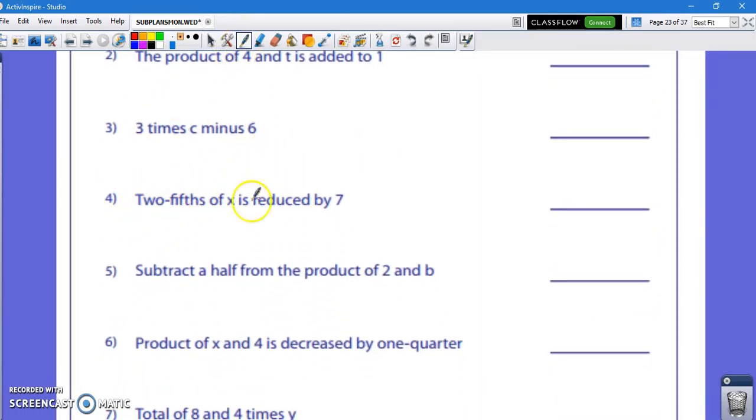Our next one: 2/5 of x is reduced by 7. In this case, of means division. So I have 2/5 of x, or 2/5 of x is reduced by 7. That one's kind of hard. Nope, of means multiply. Of x is reduced by 7. That one's going to be a multiply. So 2/5 of x reduced by 7.